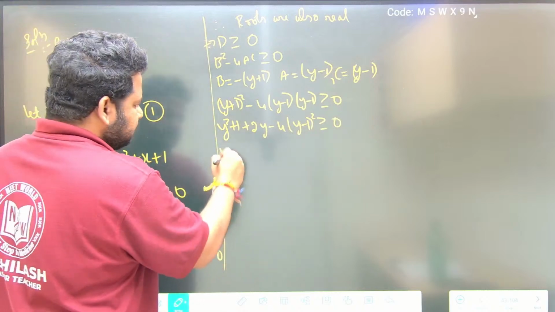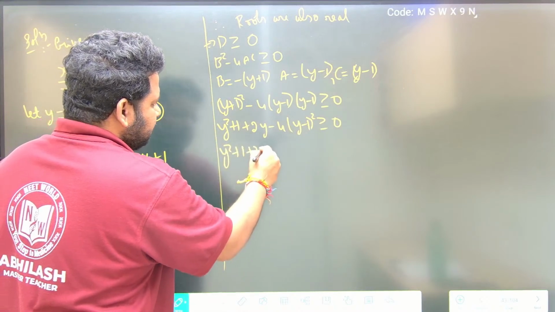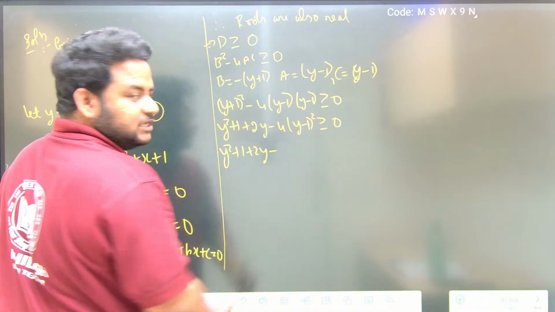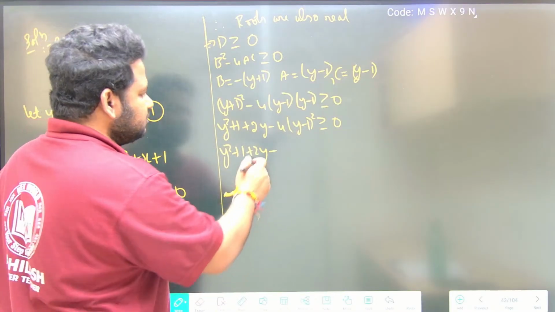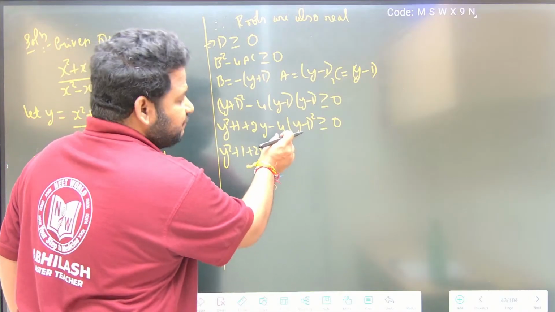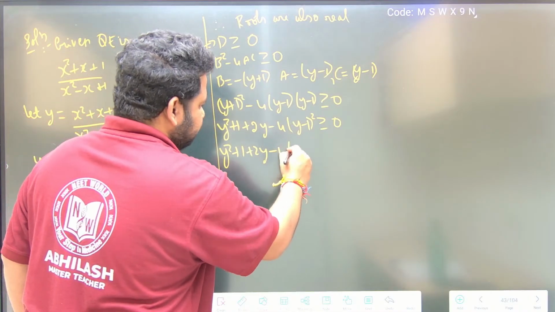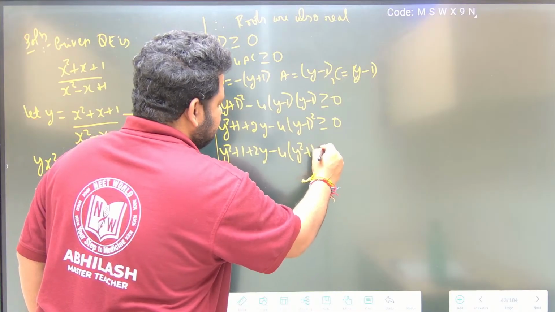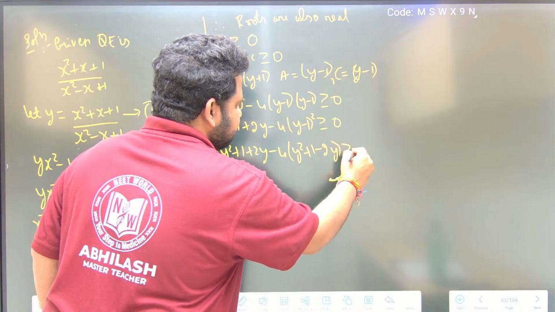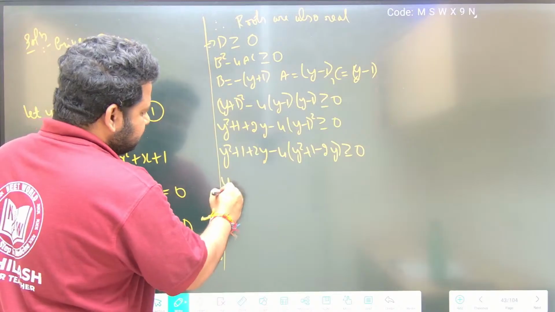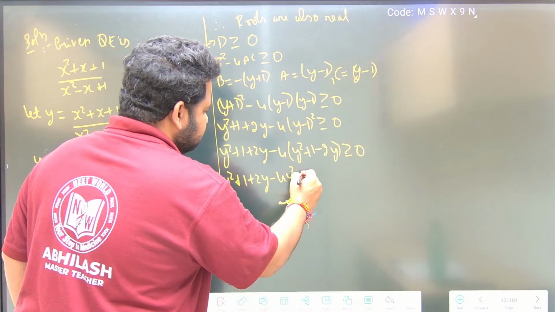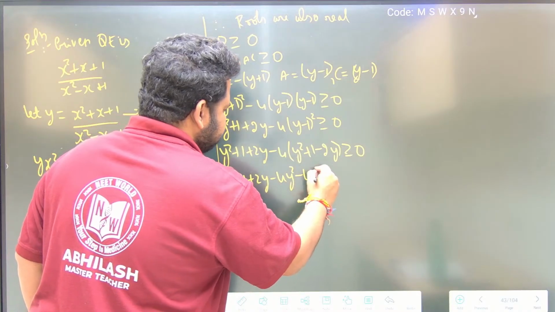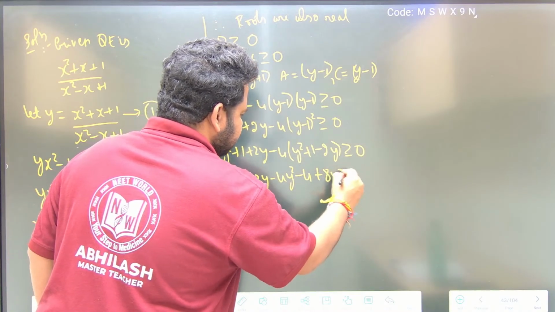So I can write this as what? Y square plus 1 plus 2y minus 4 times y square plus 1 minus 2y. If I multiply by 4, what will I be having? Okay, let me write one more step. 4 into y square plus 1 minus 2y is greater than or equal to 0. So this implies y square plus 1 plus 2y minus 4y square minus 4, minus into minus plus, 4 2 is 8y, is greater than or equal to 0.